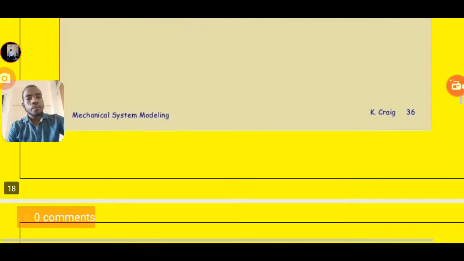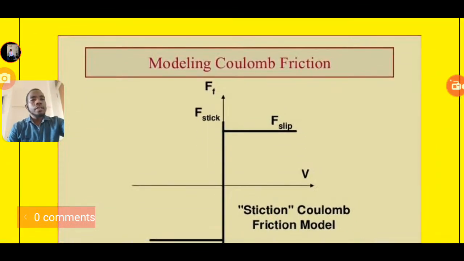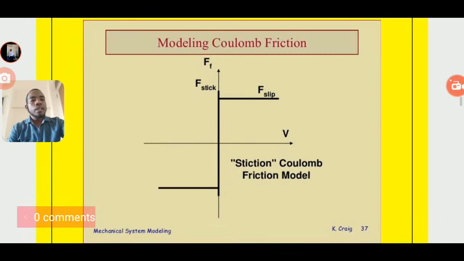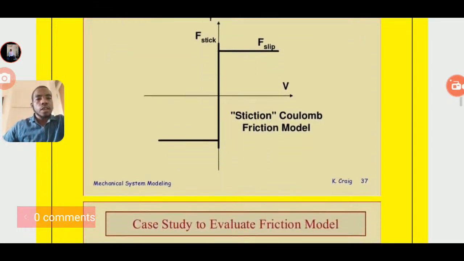So this is the graphical representation for modeling Coulomb friction. Here we have F stick, and this is V. V is nothing but the velocity. This is the stiction or the Coulomb friction model.